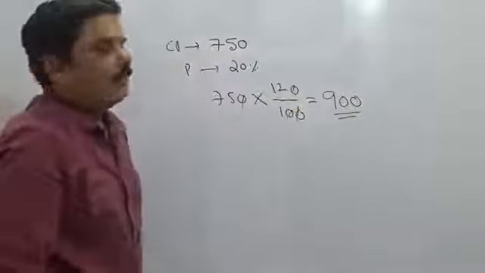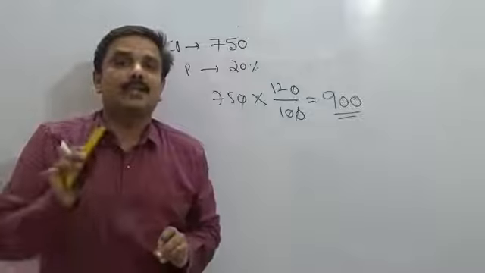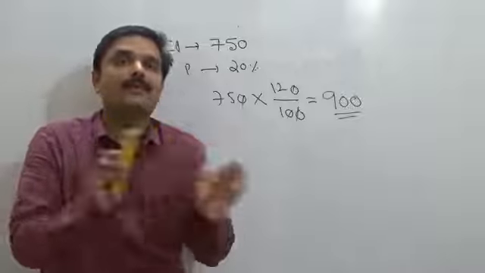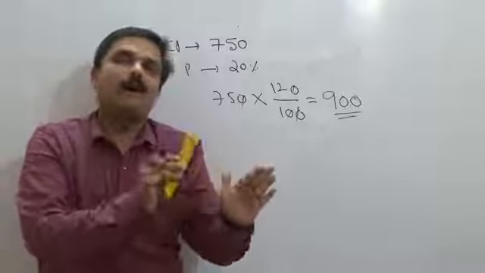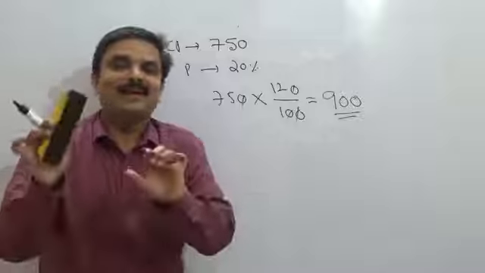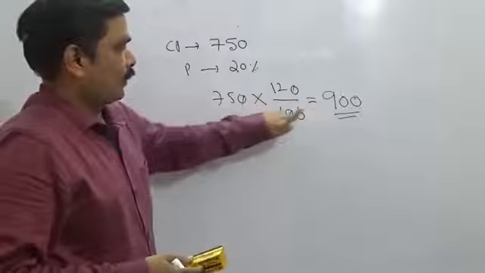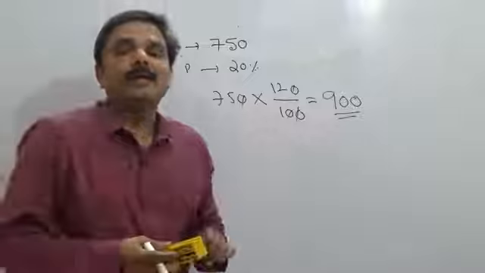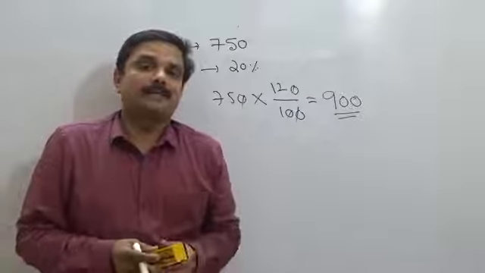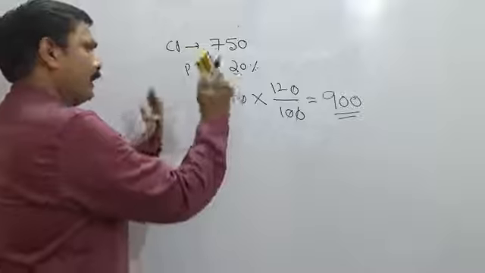Got the idea? So here the cost price is 750. At what price does he have to sell the product to gain 20% on purchasing and selling this product? He has to get 20% profit. Now obviously it is 750 into 120 by 100. You're going to get 900 rupees as the selling price. Hope you got the idea. Now let's move on to the further one.